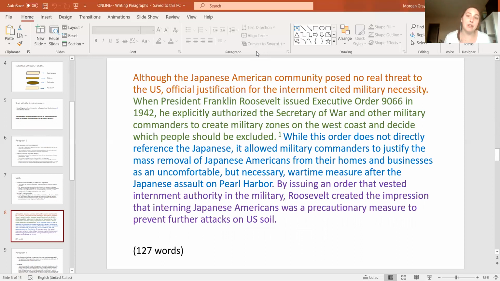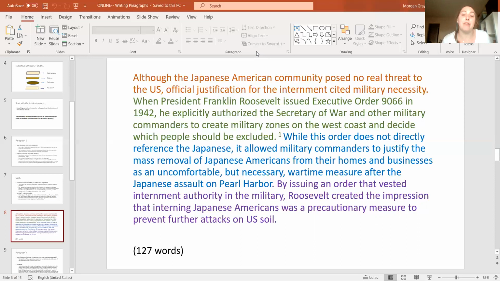Although the Japanese American community posed no real threat to the US, official justification for the internment cited military necessity. When President Franklin Roosevelt issued Executive Order 9066 in 1942, he explicitly authorized the Secretary of War and other military commanders to create military zones on the West Coast and decide which people should be excluded. While this order does not directly reference the Japanese, it allowed military commanders to justify the mass removal of Japanese Americans from their homes and businesses as an uncomfortable but necessary wartime measure after the Japanese assault on Pearl Harbor.